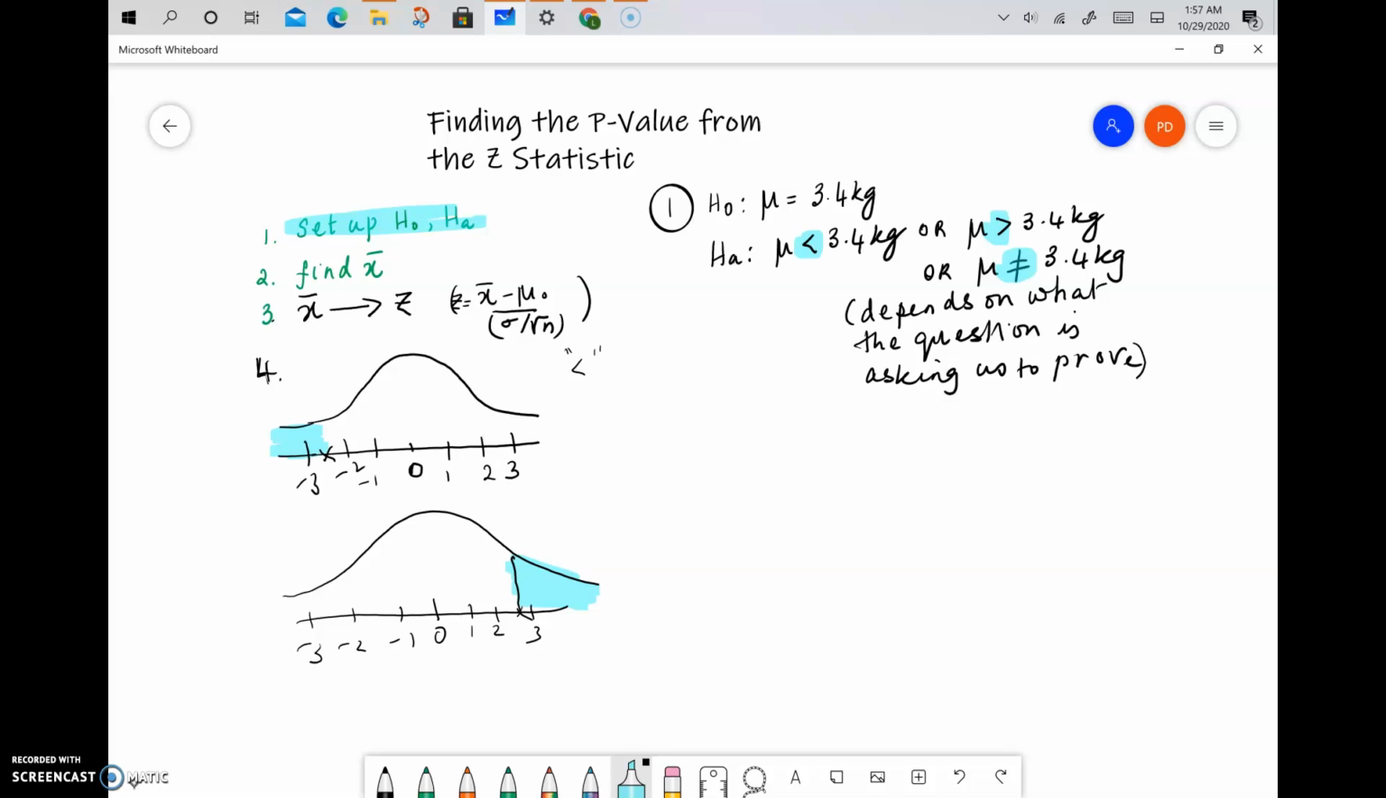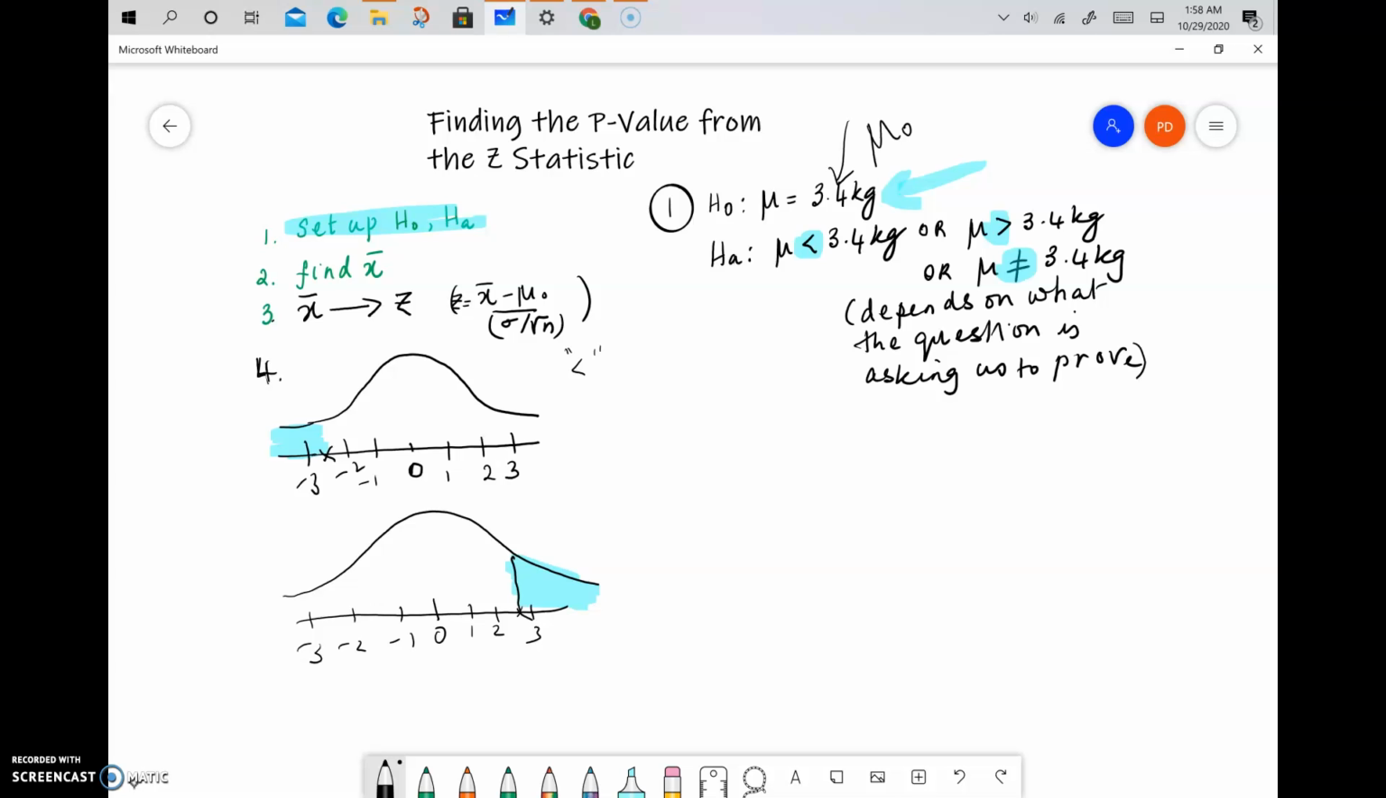Basically, if we have reason to believe that mu is always equal to 3.4 kilograms, where mu is the population mean weight of babies, that is the null hypothesis, and the alternative hypothesis is what we are trying to prove. It depends on the question, but the three different possibilities are less than, greater than, and not equal to. So once we set up the null and alternative hypothesis, we know that this number here is the mu O.